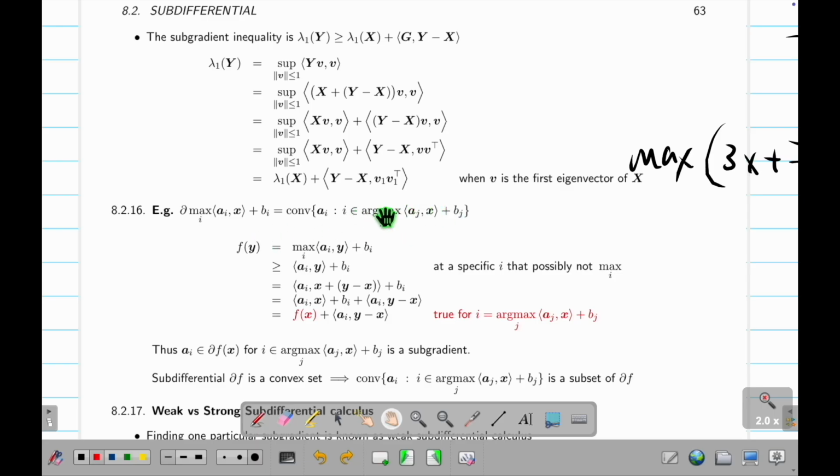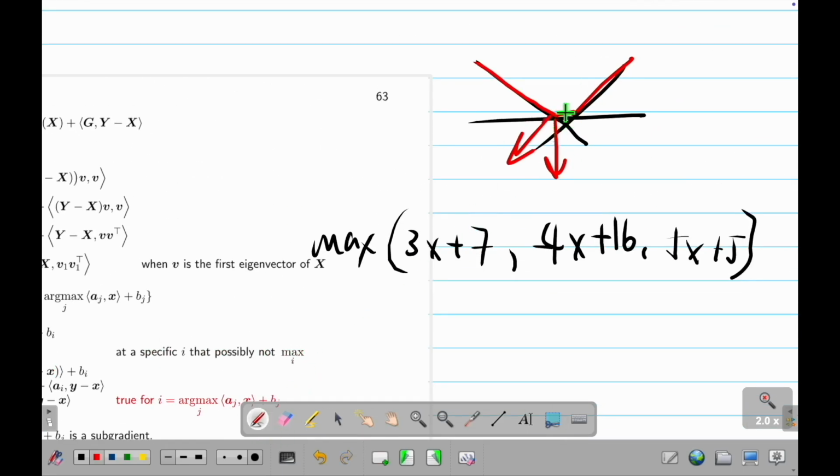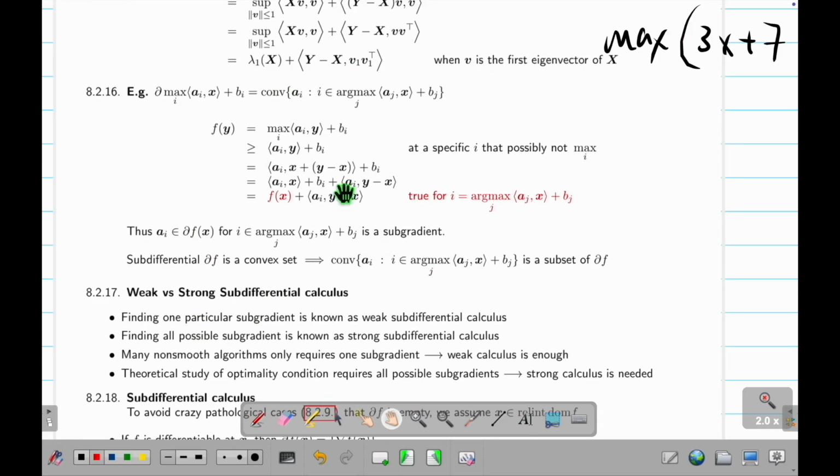So done. And since this is a convex set, do you remember? The subdifferential is a convex set. So I can even take a convex combination and it is still in the set. So it makes this picture. If I'm just saying the i that is the argmax of f(x), then I'm saying one vector. But if I take the convex hull, I have this region. This is the picture I told you, right? So that's the idea. The subdifferential is a convex set, so I can take convex combinations.